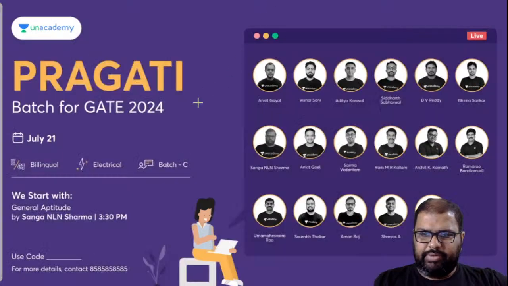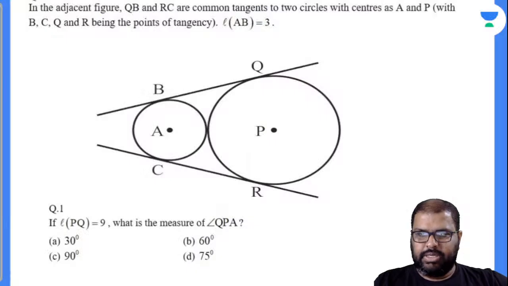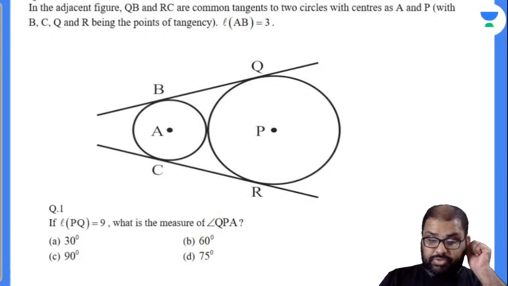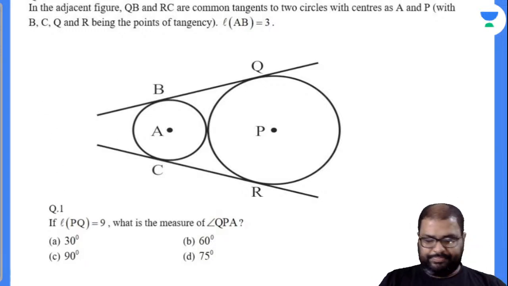So 23 and 24 batch, electrical and EC. So let's start the question there. I will solve this question. Next question you have to solve for me, right?